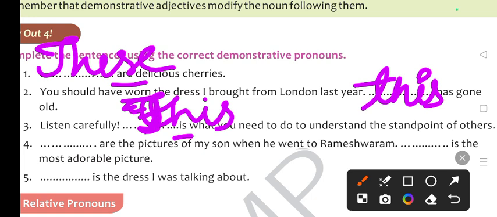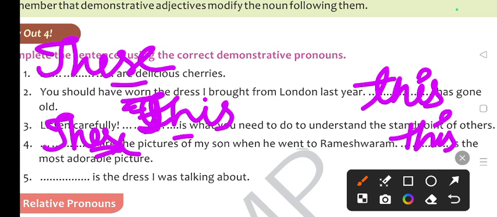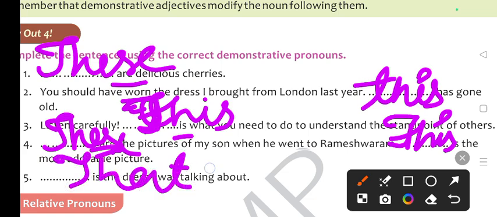Now these are the pictures here. These are the pictures of my son when we went to Rameshwaram. Here we will write this is the most adorable picture. You start writing T capital because it starts after a full stop. Now that is the dress I was talking about.